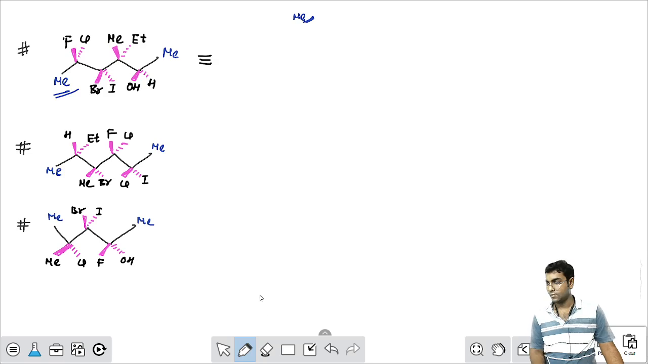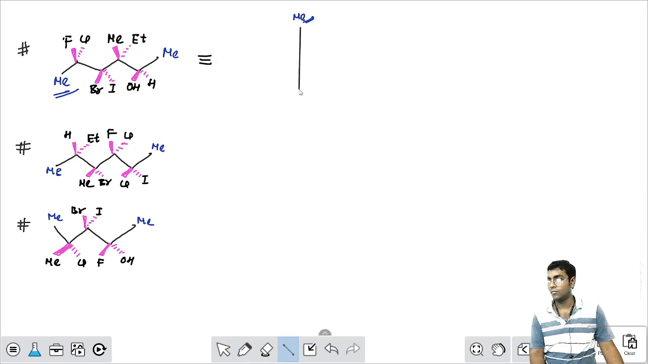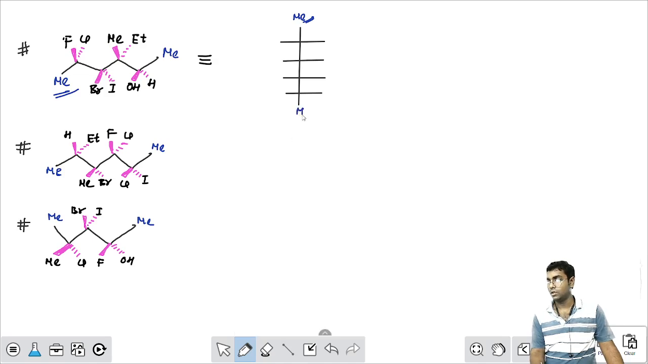Okay, now let's draw a line. So we have to make 4 bonds. 1, 2, 3, 4. Okay, so here also, this methyl is this one. So we are seeing the molecule from this way to this way.